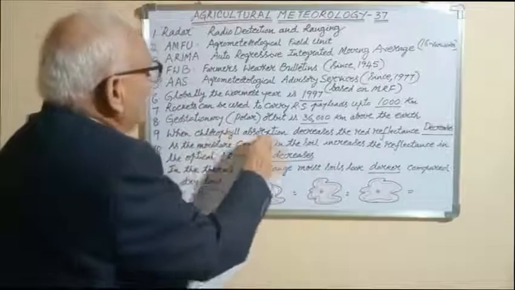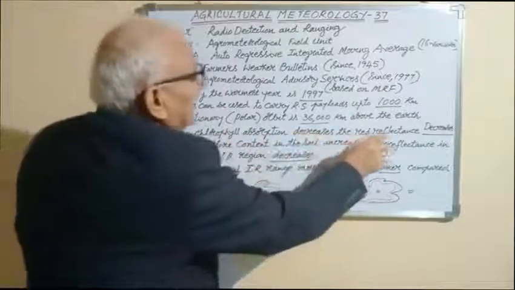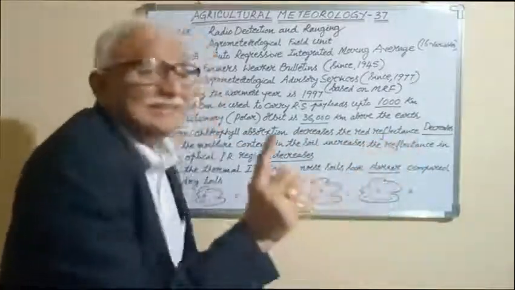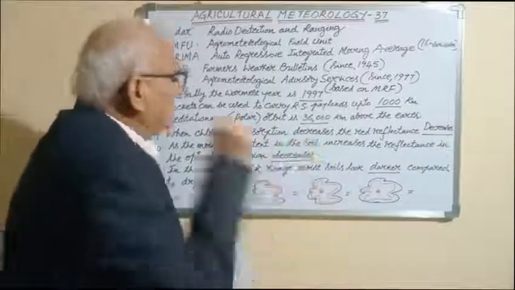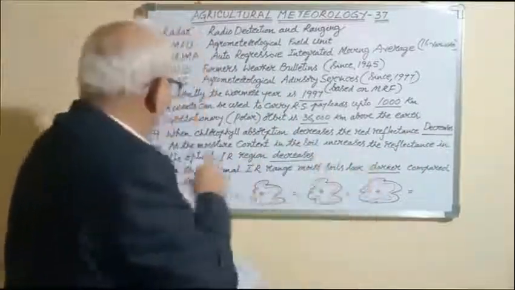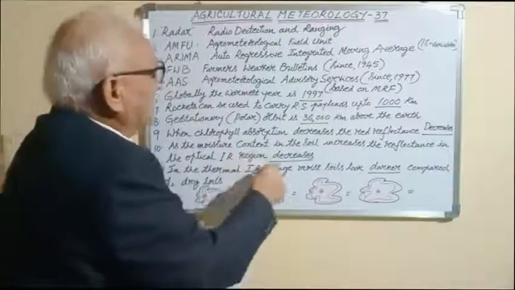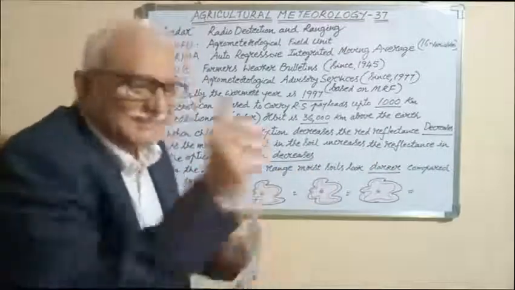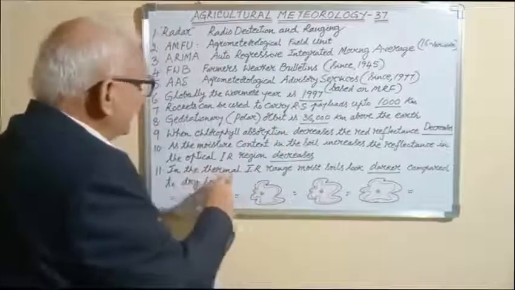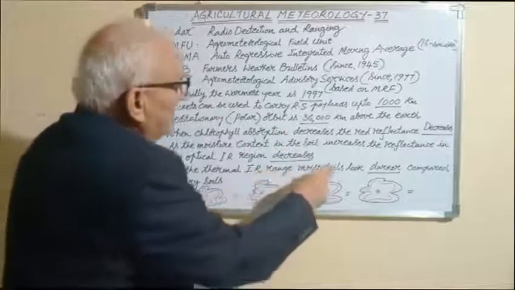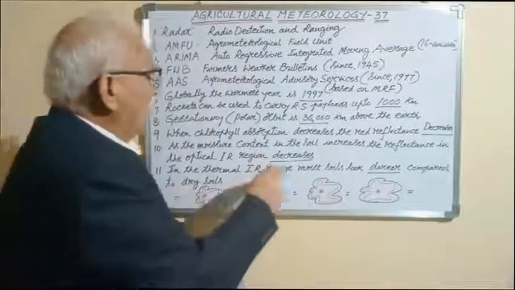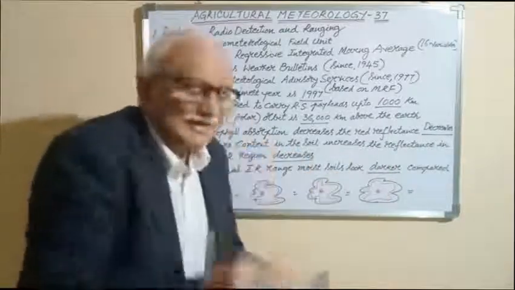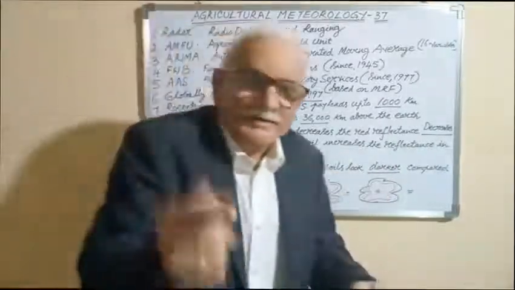When chlorophyll absorption decreases, the red reflectance dash decreases. As the moisture content in the soil increases, the reflectance in the optical IR region dash decreases. In the thermal infrared range, moist soils look dash compared to dry soils. Moist soils look darker than the dry soils.